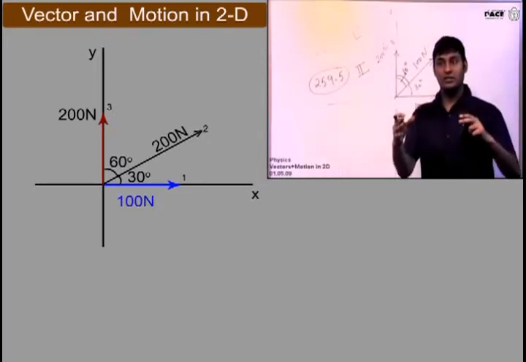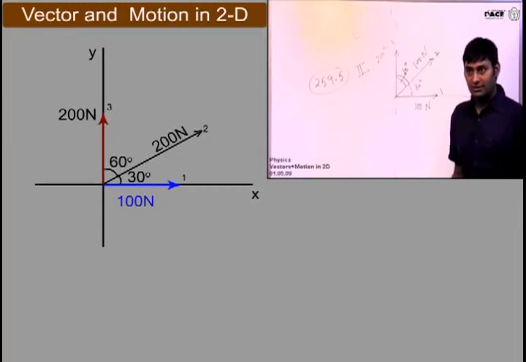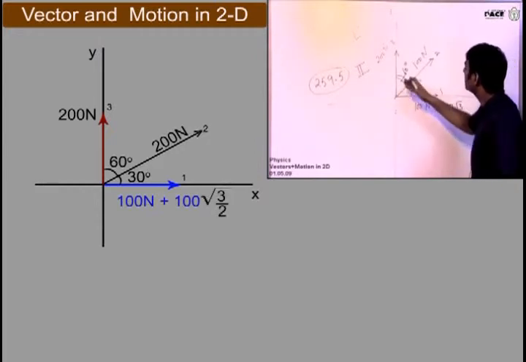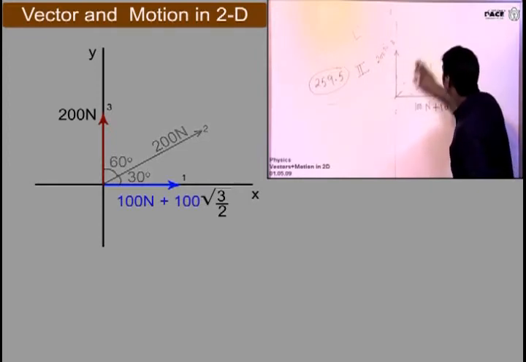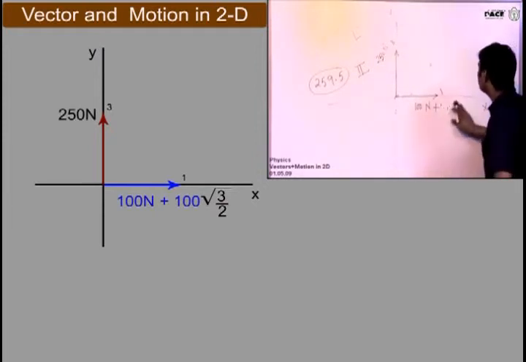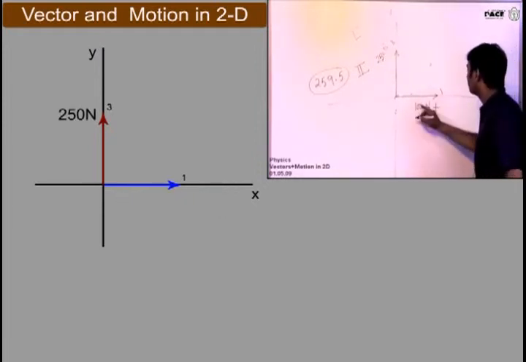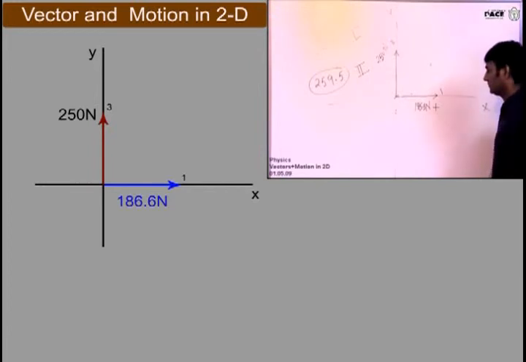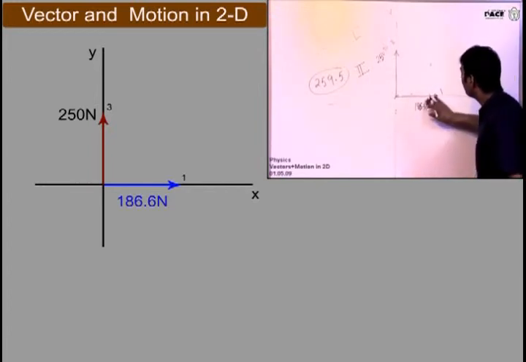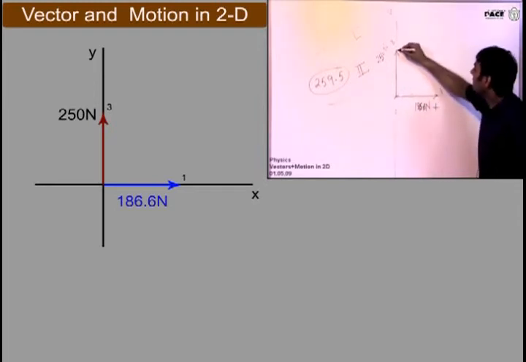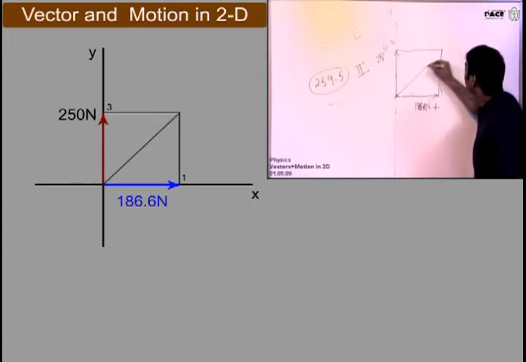And now the calculation involved is very less. Let's see. This is 100 cos 30, which is 50 root 3. And this is 100 sin 30, which is 50. So this becomes 250 and this becomes 50 root 3, which is 85.5. So 185. 186.6. Yes, this is what I wanted to see. Attentiveness. 186.6. Now the resultant of these two will be found using Pythagoras theorem.